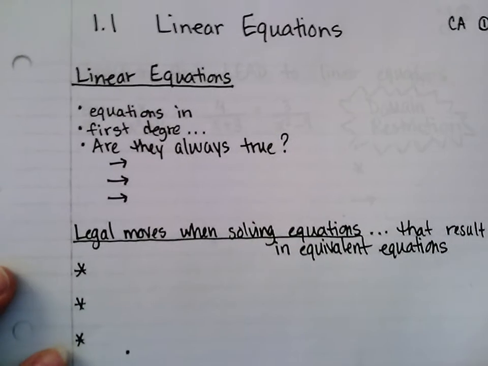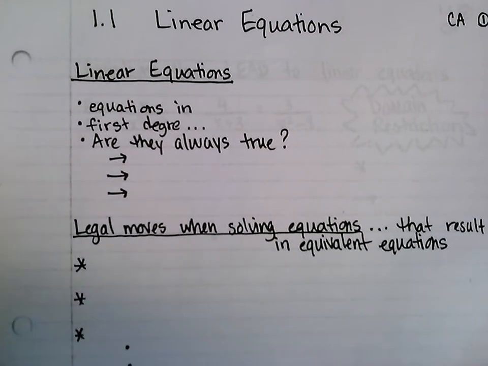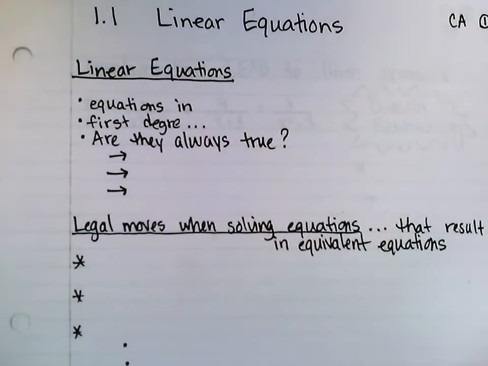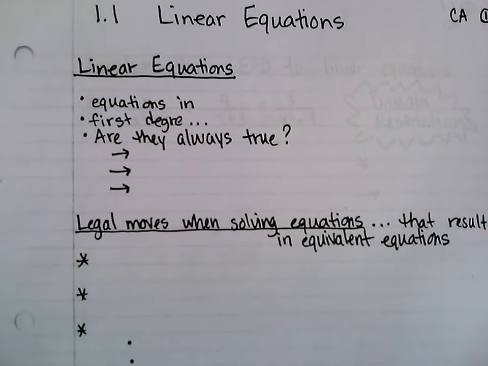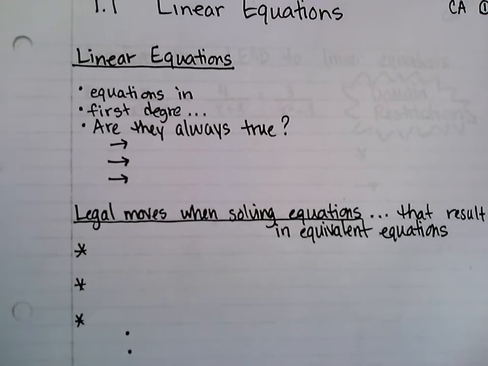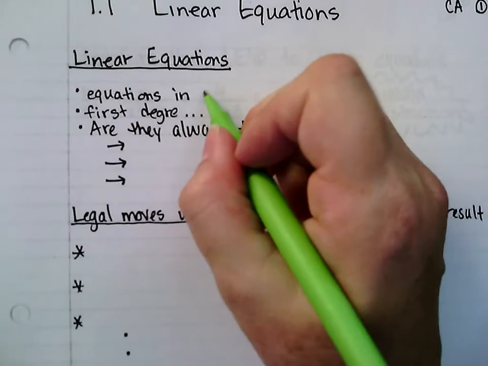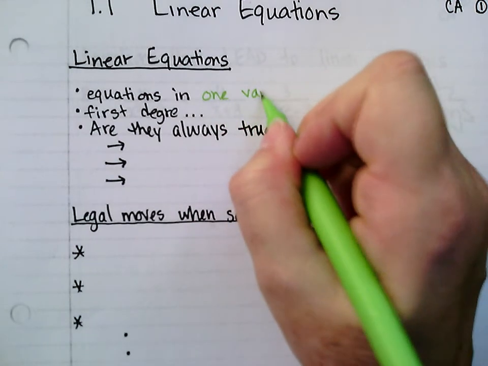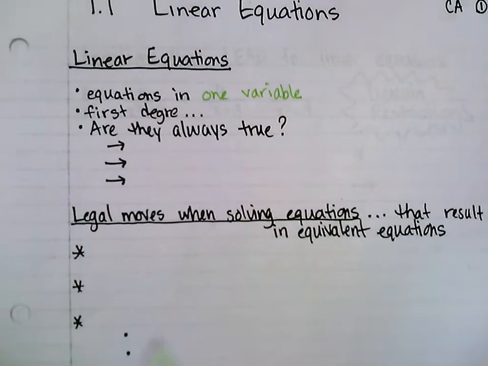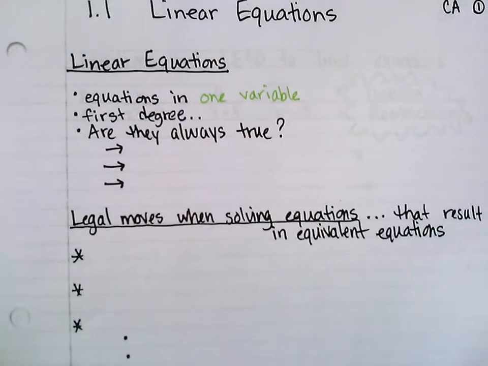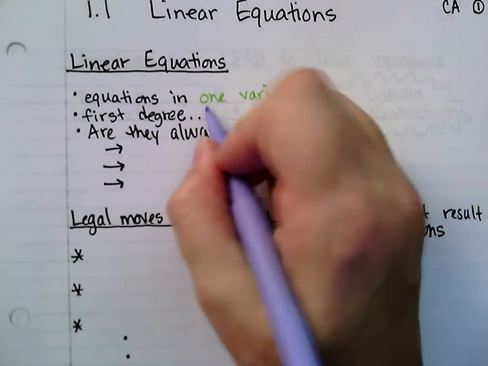Hey guys, we are going to start today with section 1.1, linear equations. This is for college algebra. Linear equations, when we say that, what we mean is equations in one variable. They are first degree. I have a spelling error. Hopefully I remember to fix it before I run your copies, so yours might be spelled correctly. First degree, which means that the highest power on the variable is 1.